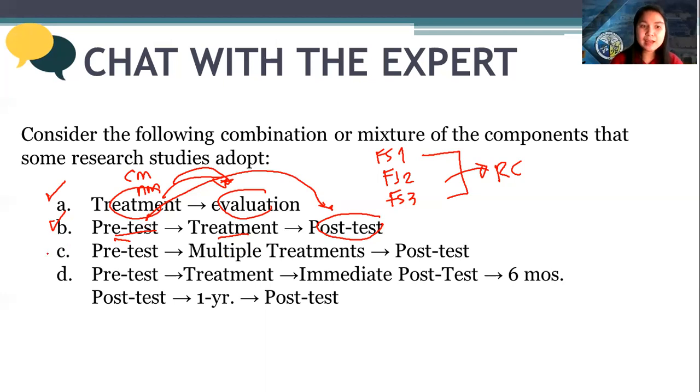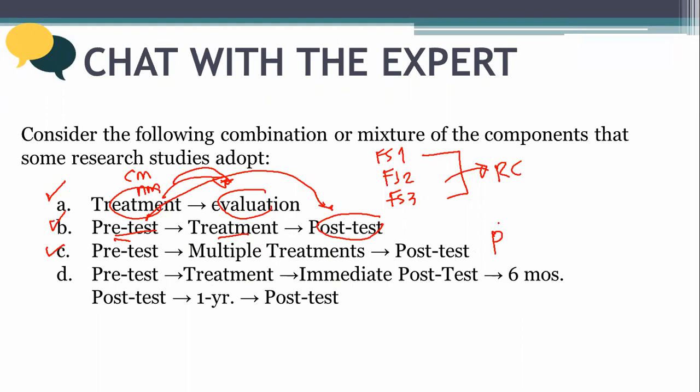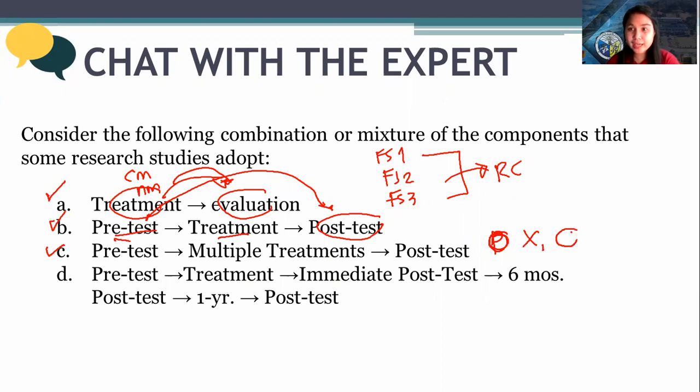The next one, letter C, pre-test, multiple treatments, then post-test. Actually, this can also be done with, for example, pre-test, same set of participants. Pre-test, then classical music, check again. Listen to no music, test again. But the same group of participants.